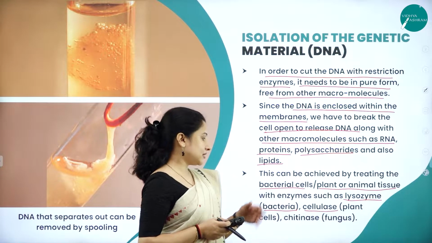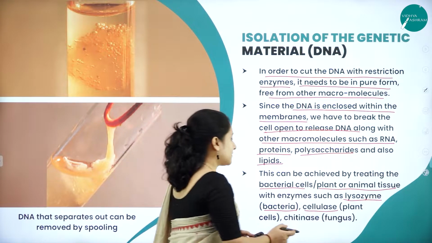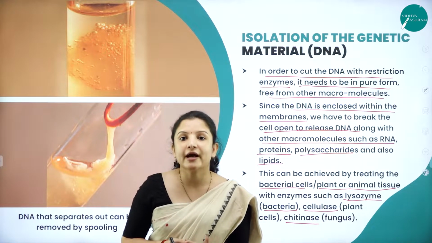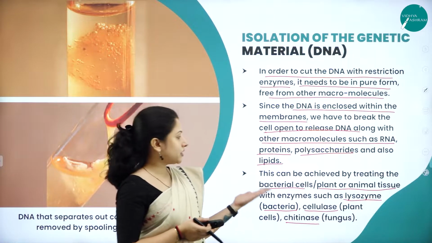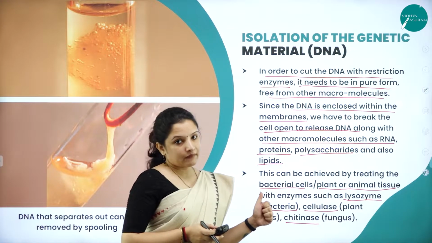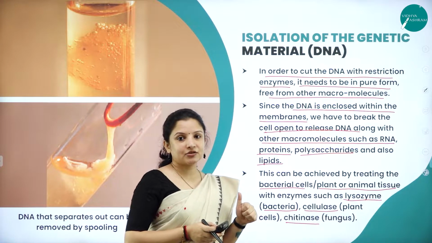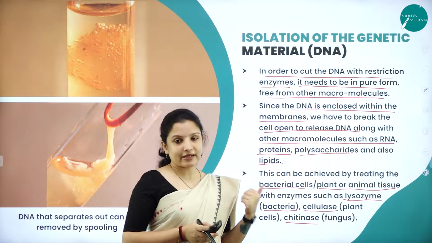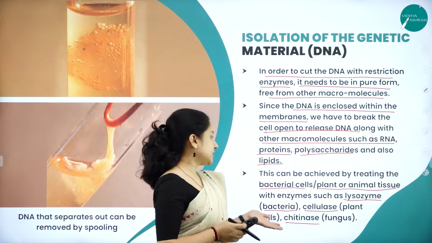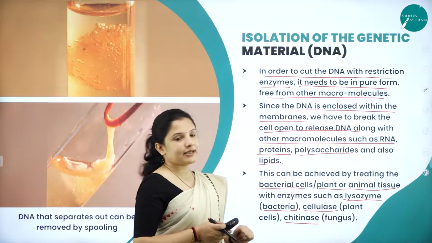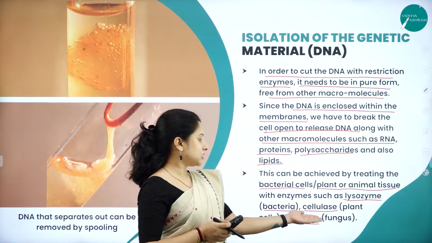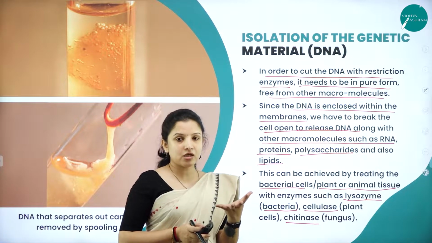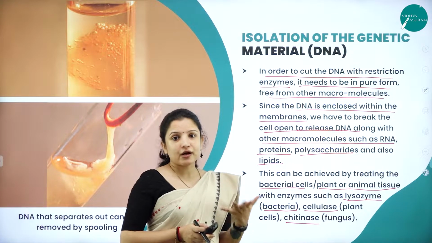If you need to extract the DNA from a fungal cell or a fungus, we need the chitinase enzyme, because the wall of the fungi is made up of chitin. So that is why we need the chitinase enzyme. So what are we doing in order to isolate the DNA strand? If it is a bacteria, we treat the bacterial cell with lysozyme. If it is a plant, we treat the plant cell with cellulase. If it is a fungus, we treat it with chitinase, so that the cell walls will get ruptured and it will be easy for us to isolate the DNA.